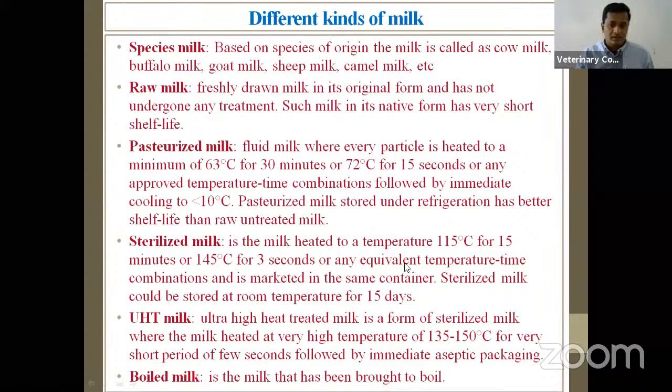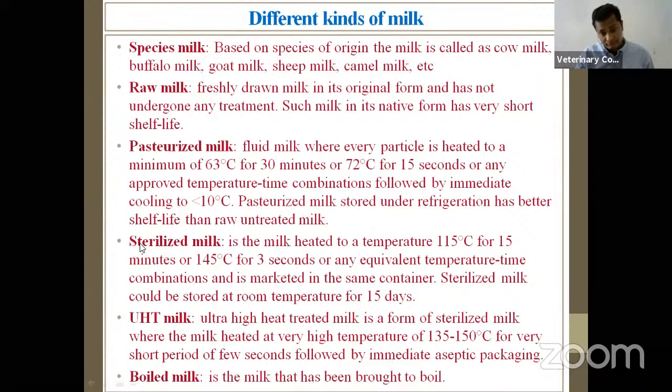Sterilized milk is the milk that has been brought to a temperature of 115 degrees centigrade for 15 minutes or 145 degrees centigrade for 3 seconds, or any equivalent time temperature combinations that are permitted. Such a sterilized milk can be stored at room temperature for 15 days.